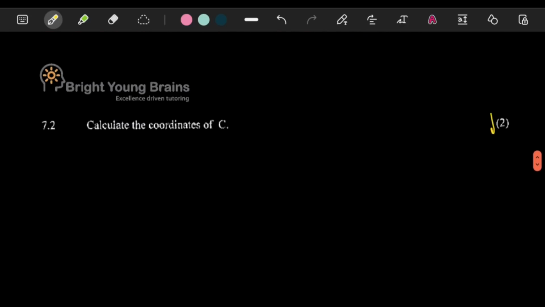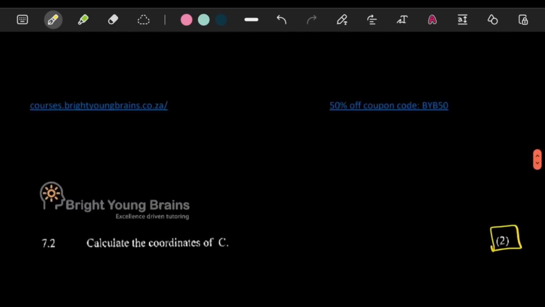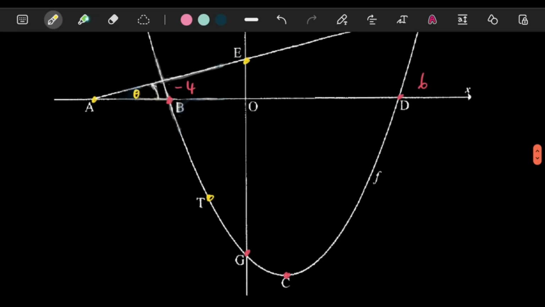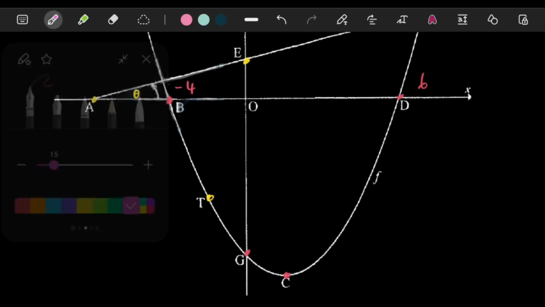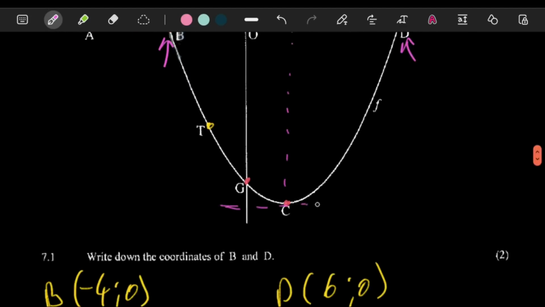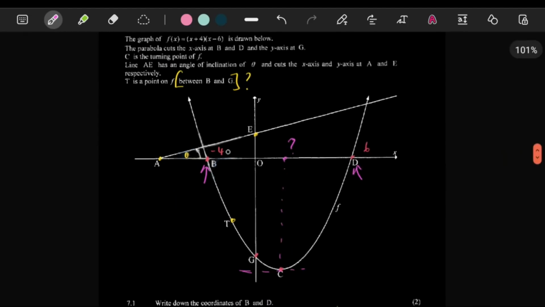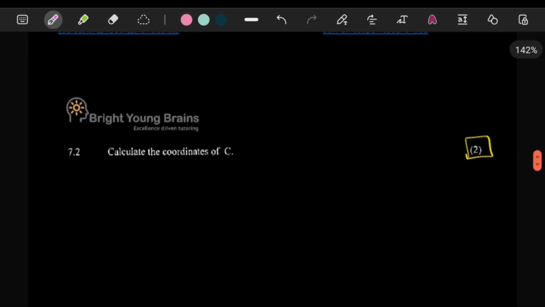Coordinates of C for 2 marks. How? That's the turning point. Let me show you how to get the turning point in another way. The turning point is always the value that's exactly in the middle of this and that. Since you already have your equation, just find the x value of the turning point by finding the middle of -4 and 6. So (-4 plus 6) divided by 2. Let's see what that's going to give you. What is -4 plus 6?